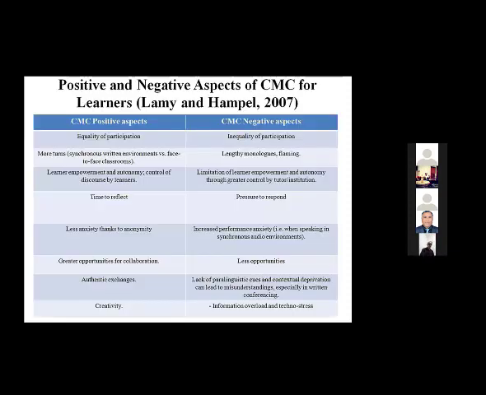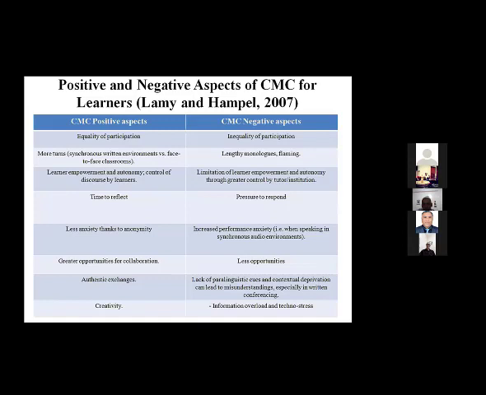So let me now share with you some positive and negative aspects of CMC for learners. Let me start with the CMC positive aspects. First of all, there is the equality of participation. All the users of CMC are equal to participate. And then there are more turns to take in comparison to face-to-face classrooms. Learner empowerment and autonomy. In the previous webinars, there was much talk on this issue of being an autonomous learner and controlling discourse by learners. Time to reflect: especially if it is asynchronous, they have more time to reflect on their ways of learning.